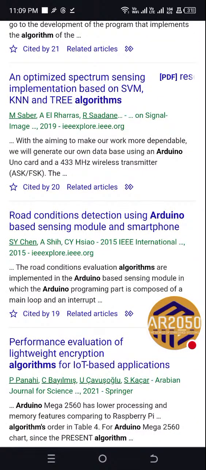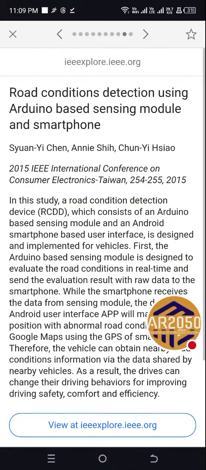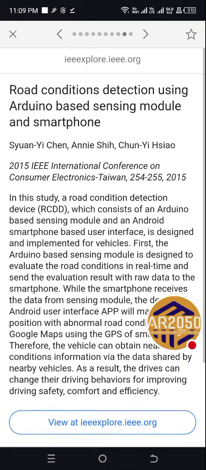Road conditions detection using Arduino based sensing modules in smartphone. Well, this seems interesting. They study a road condition detection device, which consists of an Arduino based sensing module. An Android smartphone based user interface is designed and implemented for vehicles. First, the Arduino based sensing module is designed to evaluate road conditions in real time.